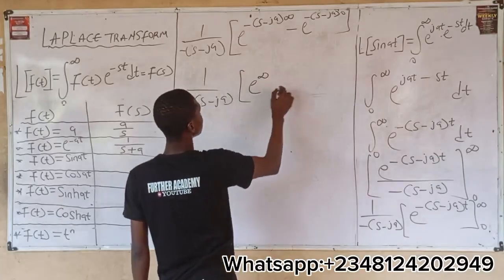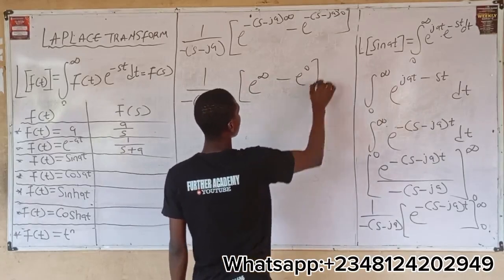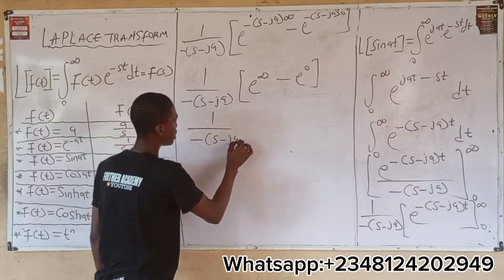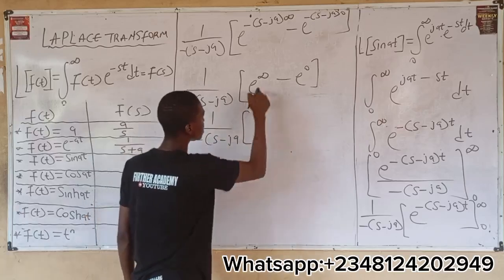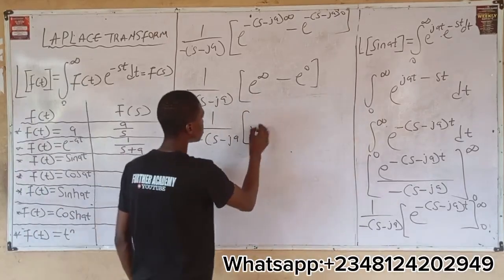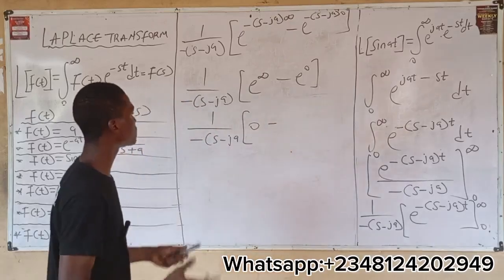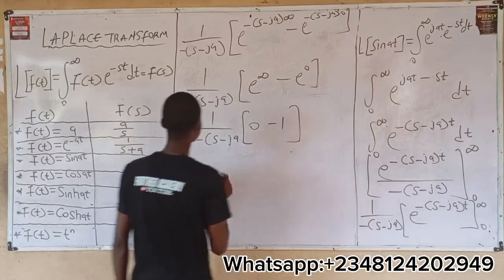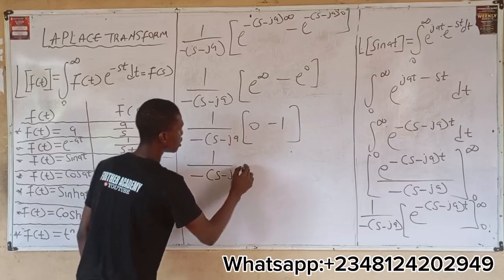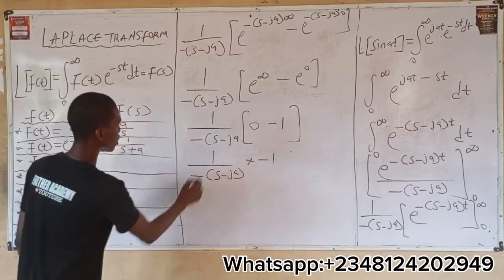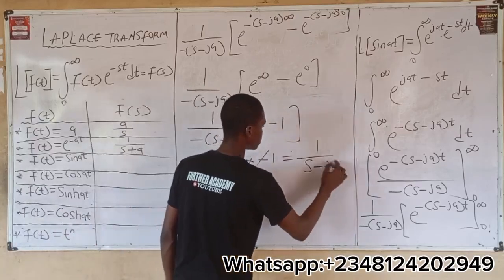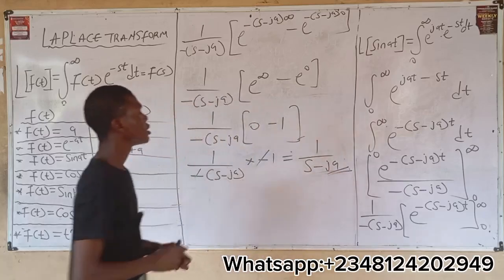Exponential to the power of infinity minus exponential to the power of 0. That is, I'm having 1 all divided by negative x minus ja, multiplying. I need to raise by infinity; exponential raised to the power of infinity becomes 0. Minus exponential raised to the power of 0, what do I have? I have 1. Alright, this becomes 1 all divided by negative ja multiplying negative 1. The negatives cancel out. You are having 1 all divided by x minus ja. Alright, this is my final answer.